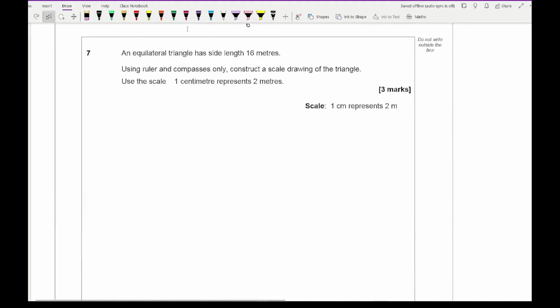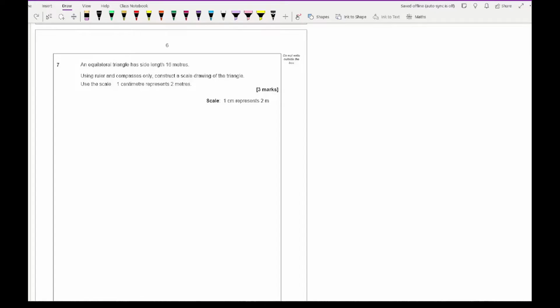For question 7, an equilateral triangle has sides of 16 meters. Using a ruler and a compass only, so this is all about construction, we've got to use the scale of 1 centimeter represents 2 meters. For this you are going to need a compass, so I'm going to fetch that and show you how to answer this one. This construction question is going to be very difficult to do without a compass, and not me using a computer.